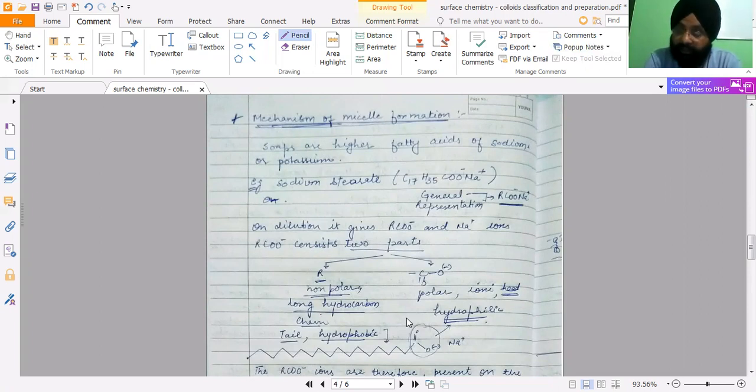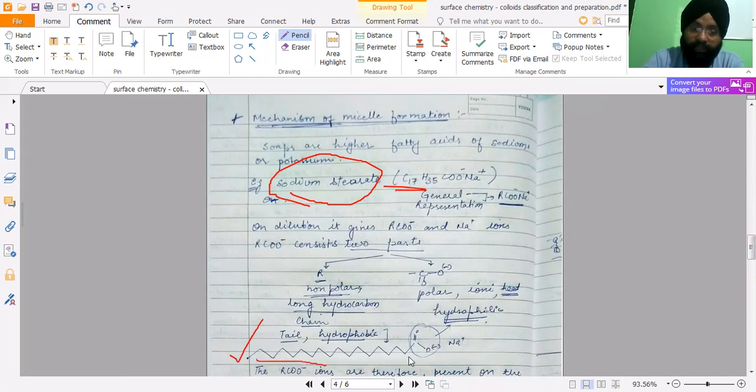Soaps are the sodium or potassium salts of higher fatty acids. An example is sodium stearate, which contains a 17 carbon atom chain. This is the structure: a 17 carbon atom chain, and at the end of the chain the carboxyl group is attached with a negative charge. So it is a salt, and sodium is there. When we put it into water, it gives two ions, RCOO negative and Na positive. The R chain is a nonpolar long hydrocarbon chain, known as the tail, and the COO part is polar and hydrophilic, water loving.